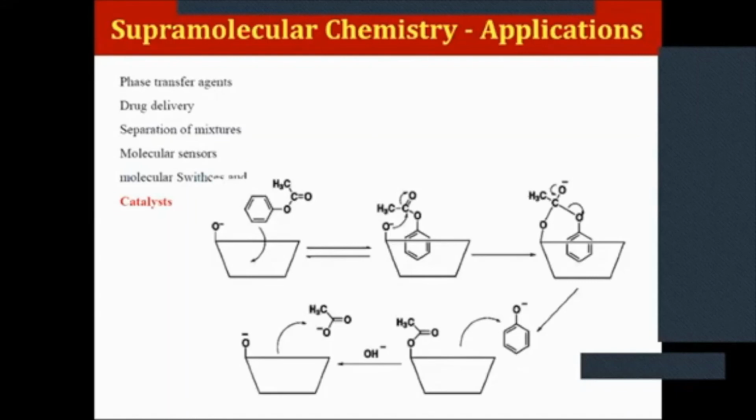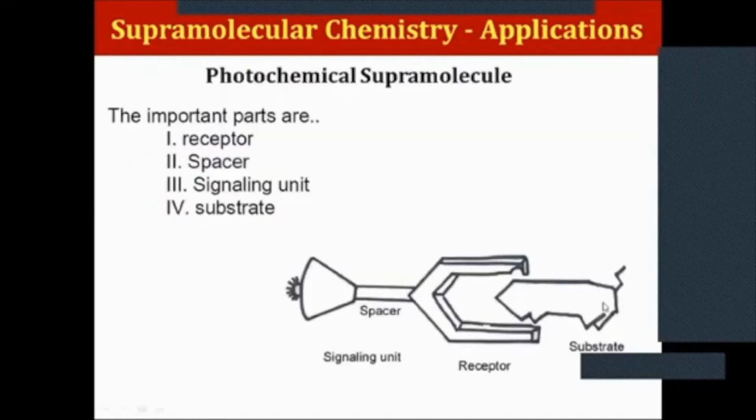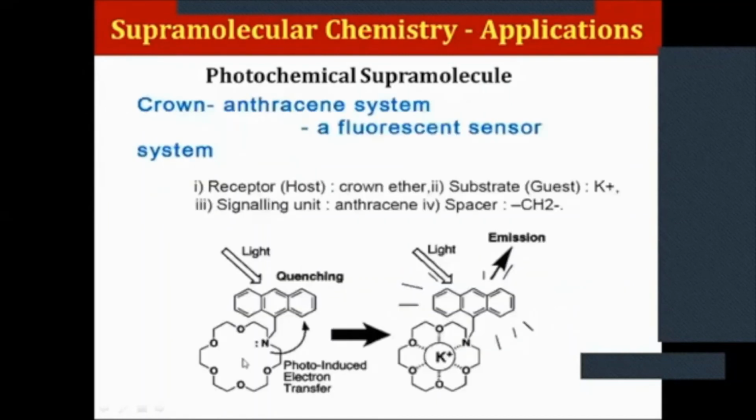And then photochemical supramolecules, which we have also discussed. This is the signaling unit, and you have a spacer and a receptor group. When a substrate or analyte binds here, the signal unit gives a signal. This is an example. You can see the same anthracene and crown here. So it can capture some metal or something, and it gives some emission. From there, you can have your signals or convert the data.